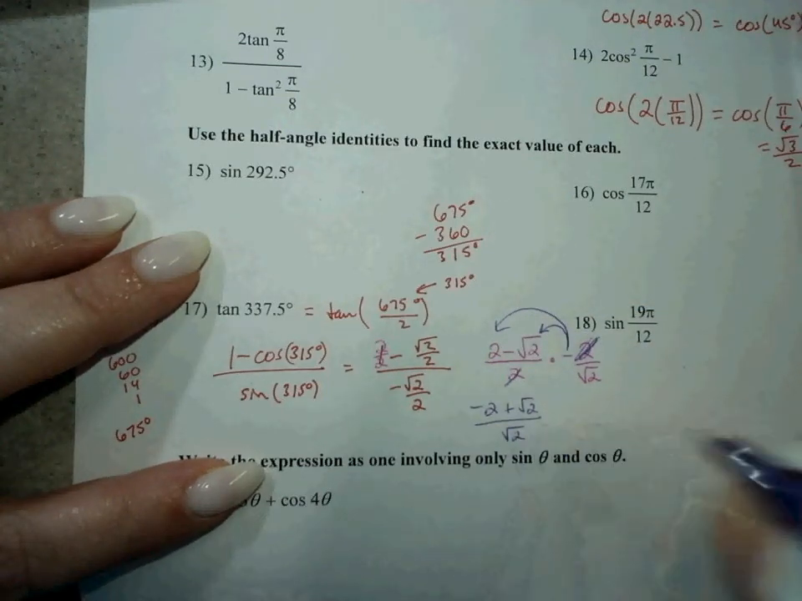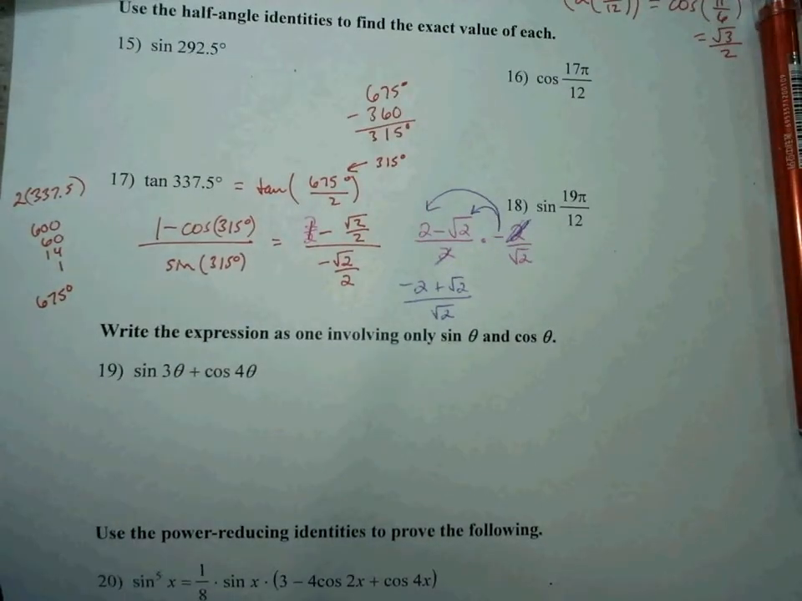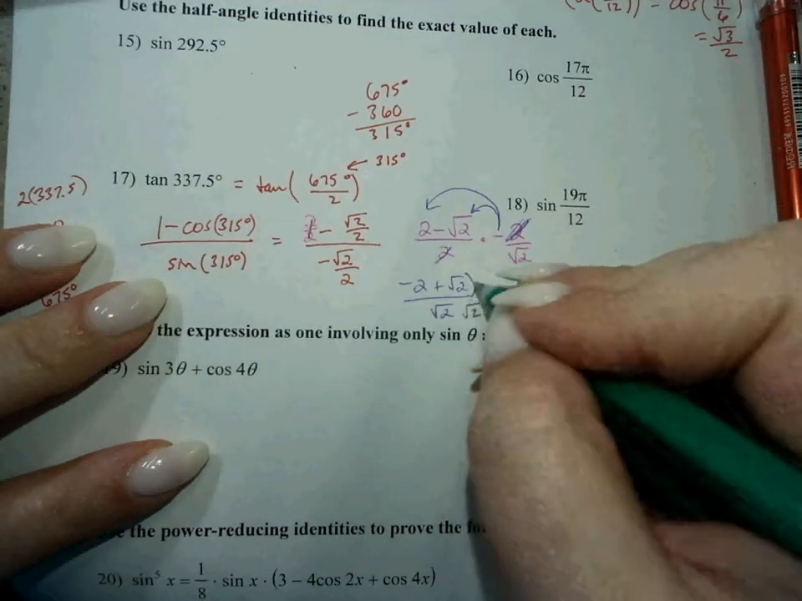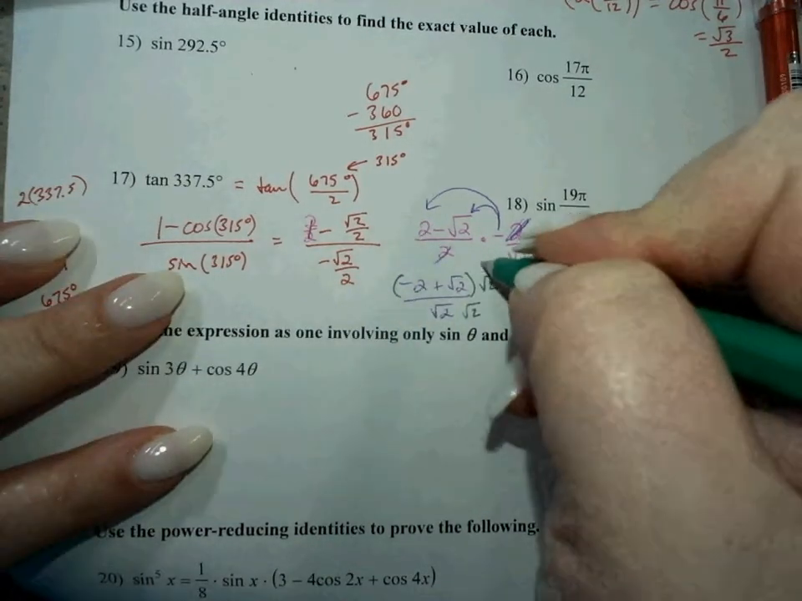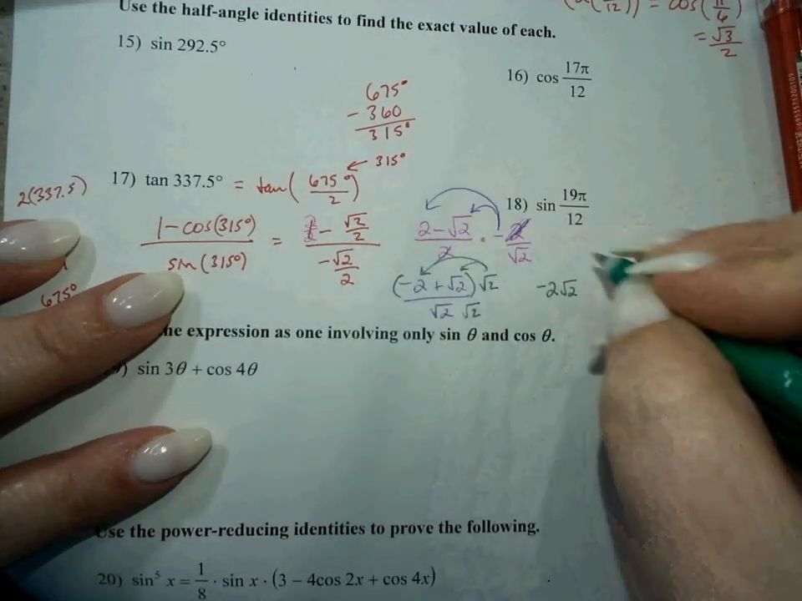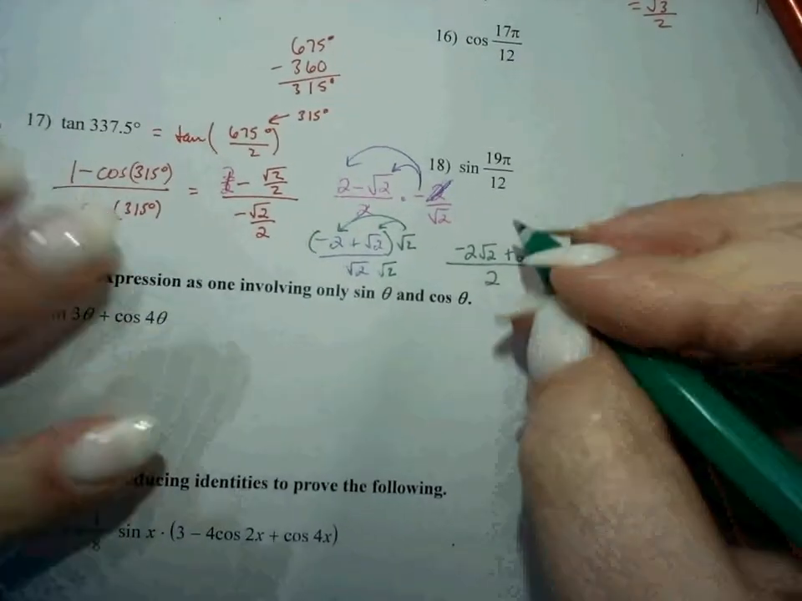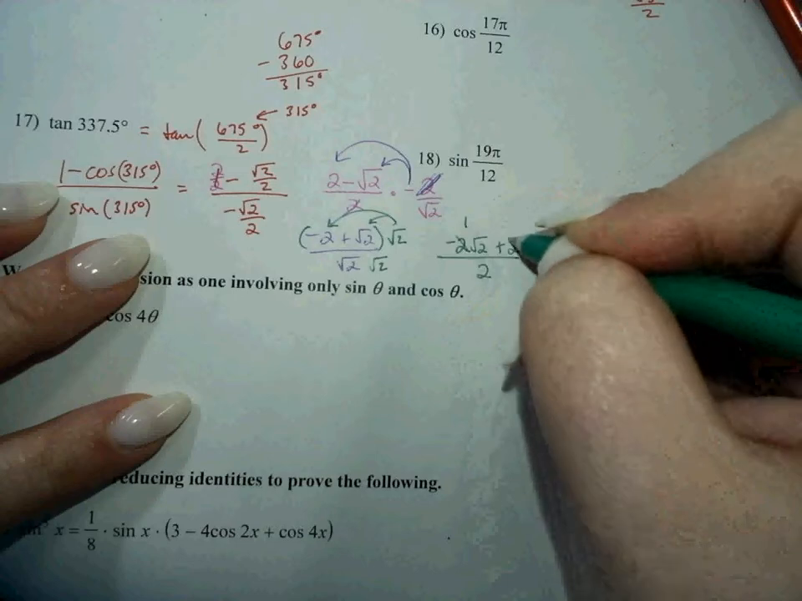I'm going to distribute this negative to both this and to that. So it's going to be negative 2 plus the square root of 2 divided by the square root of 2. But I don't like square roots in the denominator, so we're going to rationalize. I mean, I don't mind them, but as far as expressions go, it's better without them in the denominator. Okay, so if I distribute that, that's negative 2 root 2. That is 2, and that is 2.